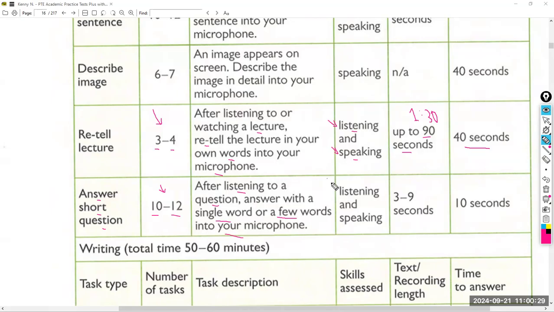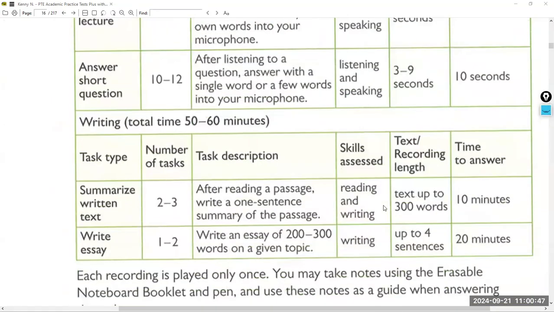Now, the skills that I use are listening and speaking. Absolutely, the length is from 3 to 9 seconds, and the time that I need to answer this task is 10 seconds. Then, absolutely, we have writing.